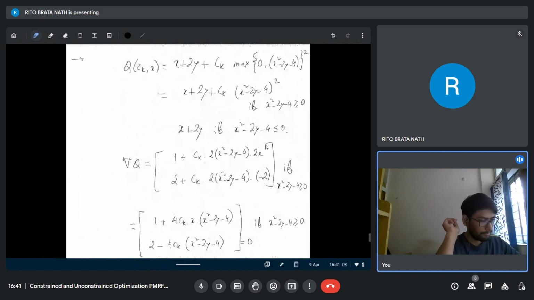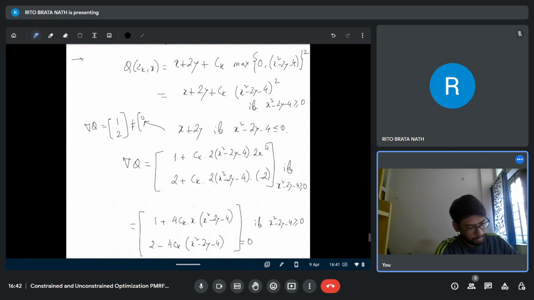But when you have this x squared minus 2y minus 4 equals 0, that means you don't have the extra condition at all, and it will just reduce to your gradient, which will never be 0, it's 1 and 2. So the otherwise case gives you 1 and 2, and that's not equal to 0. You need not consider that.